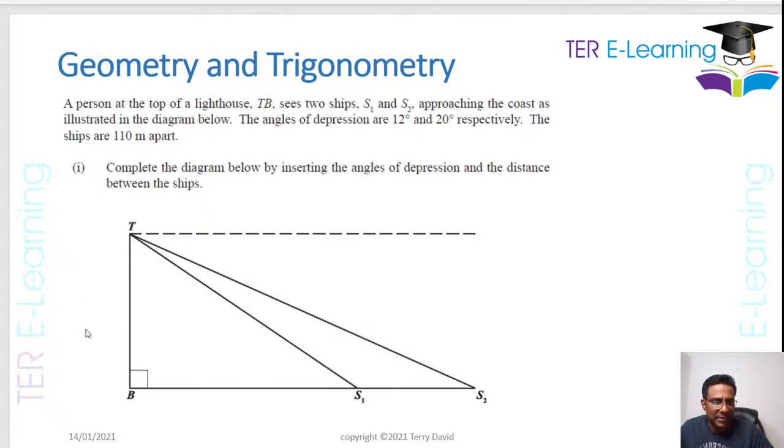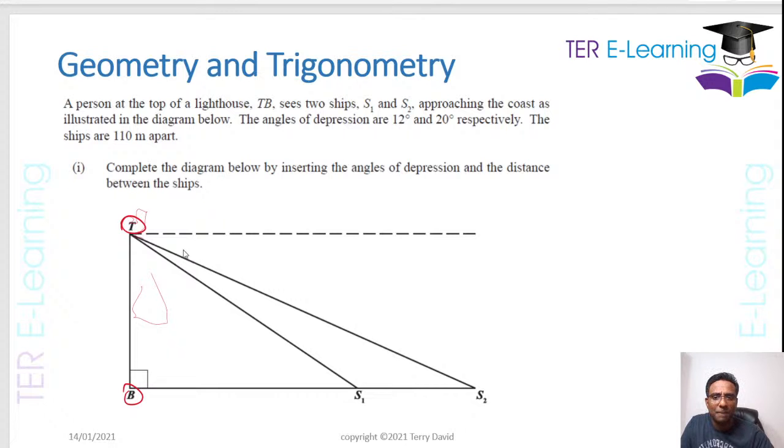Alright, so there's one more question that I want to do with you guys, and that has to do with angle of depression. So in the exam, you need to be able to do questions involving angle of depression and angle of elevation, right? So they said the person is at the top of a lighthouse, right? TB, so TB is my lighthouse, that's this, right? What else? And they said the angle of depressions are 12 degrees and 20 degrees respectively, right?